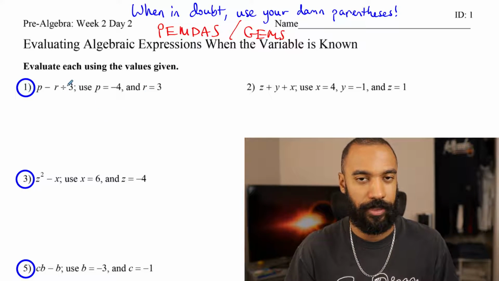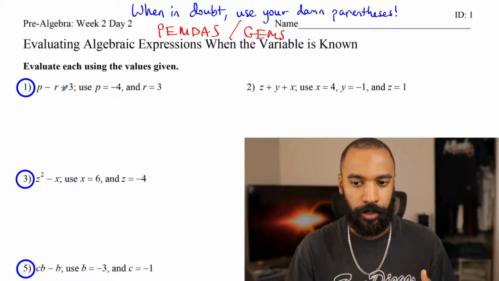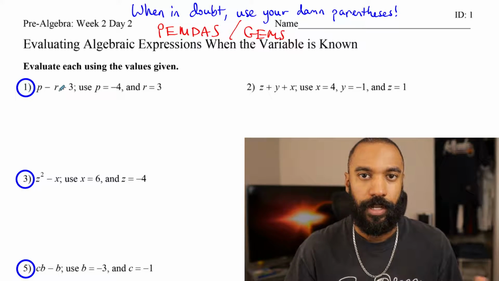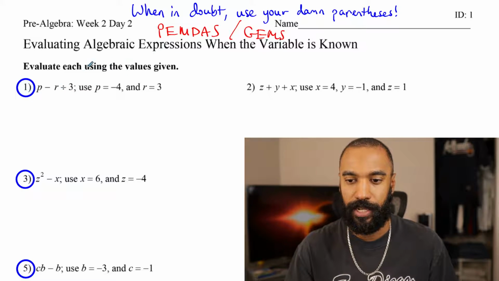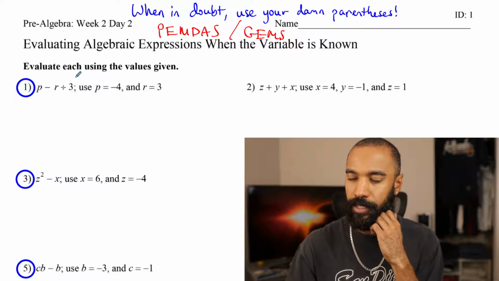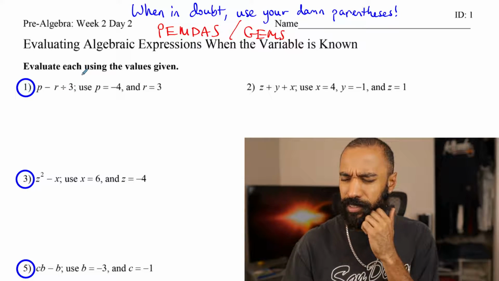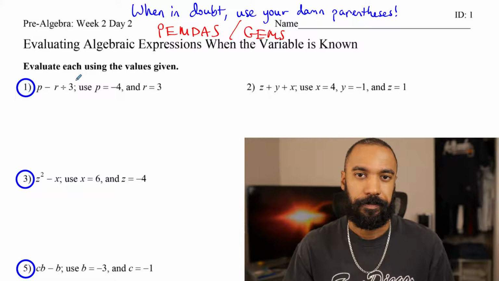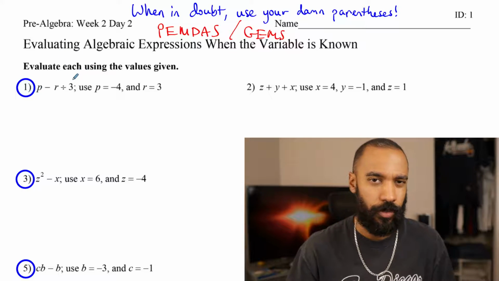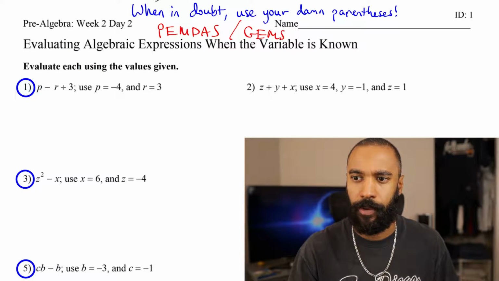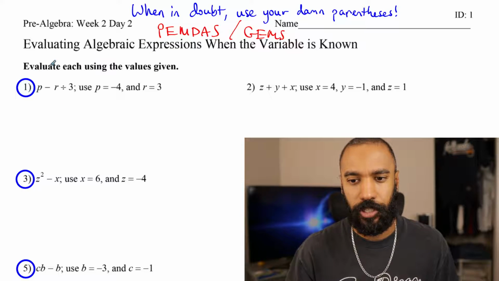Now, the thing that I don't like about this worksheet is that the division sign's used. However, you got to know how to use it. But what I'm going to do for each expression that I see it, I'm going to rewrite the division as a fraction. So instead of the division symbol left to right, I'm going to write it as over. So I'm going to do that right now already. So number 1, let's go ahead and just get started.